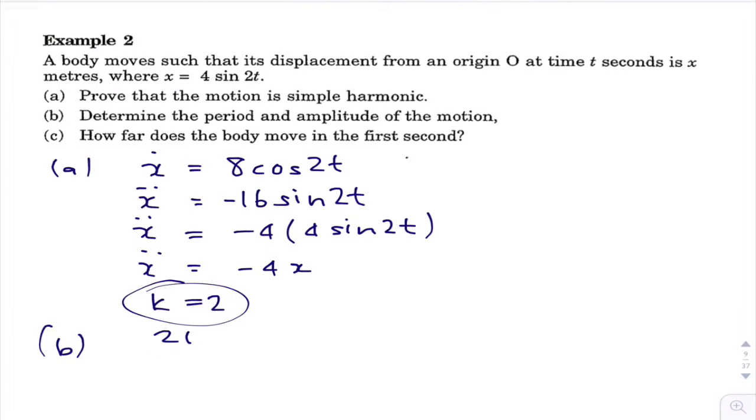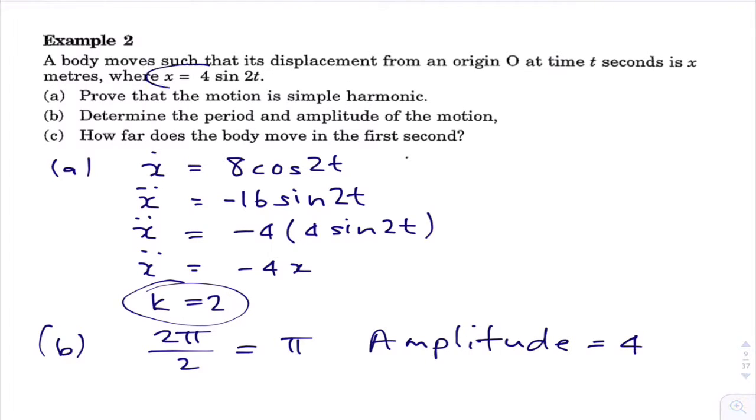So the period is 2 pi over k, which is pi. So the period here is pi. It's repeating every pi. The amplitude here is 4. So you can see, go back to the original function here, that it's 4 sine 2t. So we're going up and down 4. It's repeating twice in 2 pi.